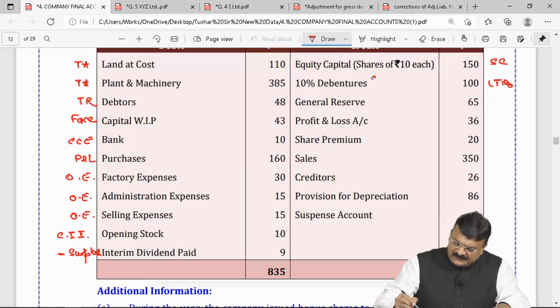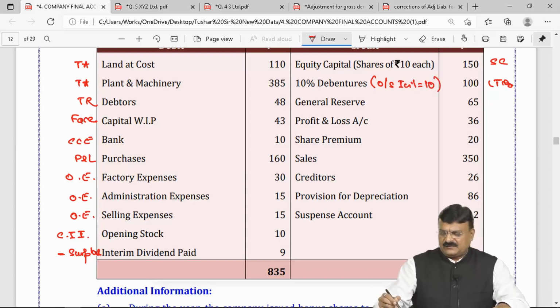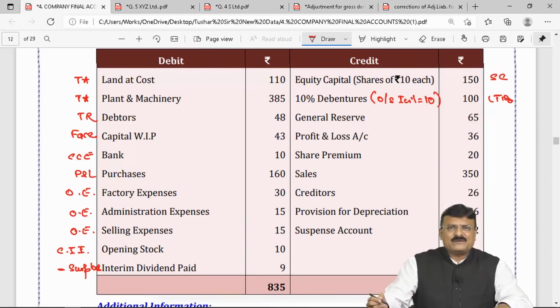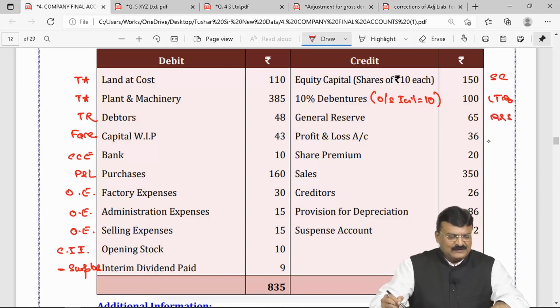So outstanding interest on debentures will be 10. Outstanding interest on debenture is a hidden adjustment. Two effects. First, it's an expenditure. It is finance cost, and second will be going to other current liabilities. Next, general reserve is reserves and surplus. Profit and loss account is opening balance of P&L under the head reserves and surplus. Securities premium, reserves and surplus.